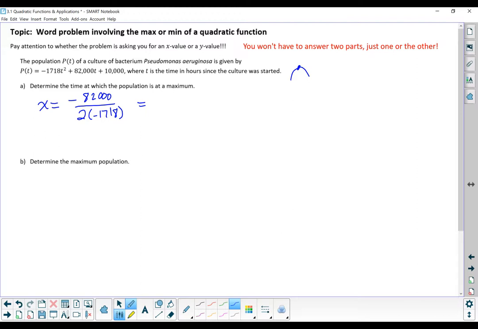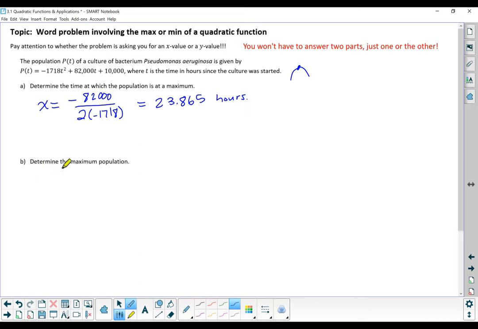And if I calculate that, I get 23.865 hours. And Alex will tell you how to round. I think on most of these it says do not round. So they'll probably have some truncating decimals that you can report. So it will have a maximum population after 23.865 hours. So that's the time at which the population is max.